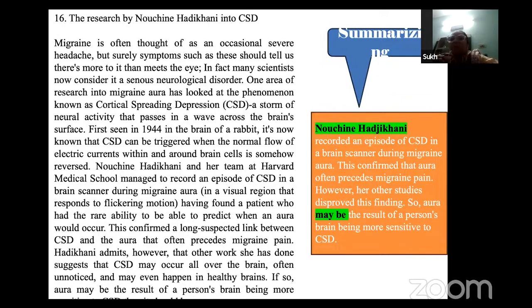This study proved one thing, but the other study disproved it. So is the result sure? One study said 2 plus 2 is 4. One study said 2 plus 2 is 6. Is the result clear? No. So, however, her other studies disproved this finding.